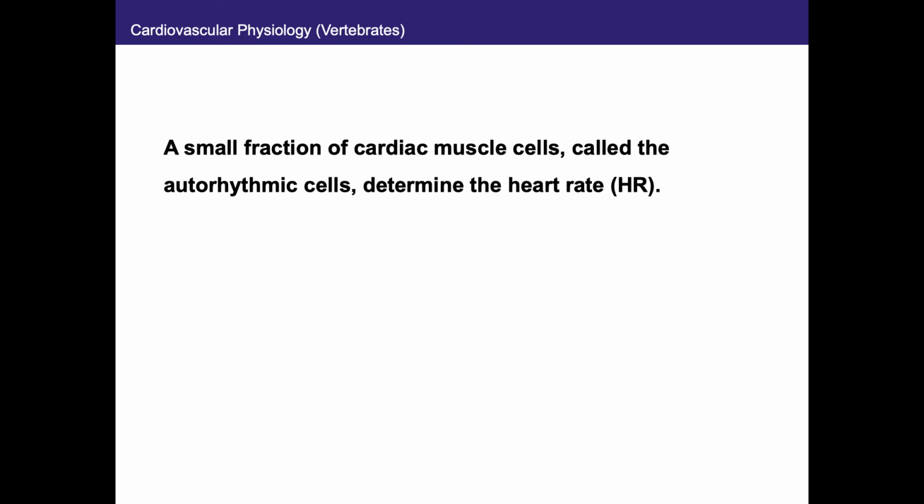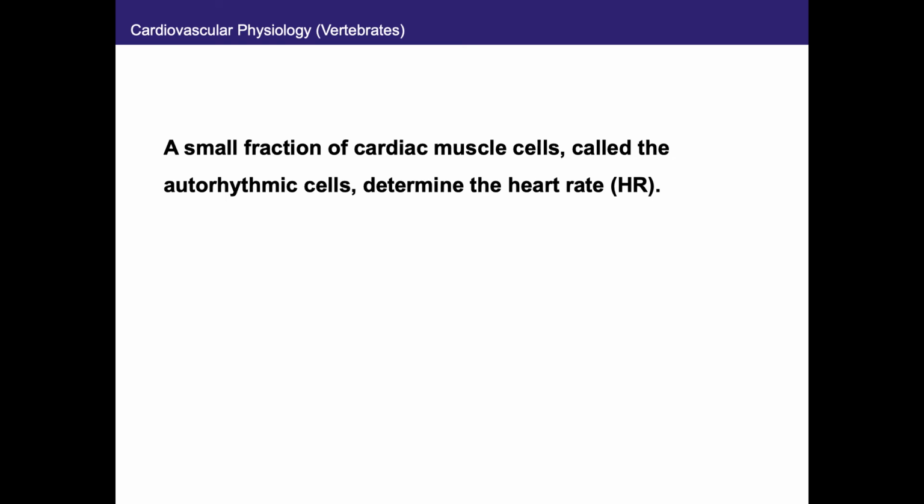Now, if someone has something wrong with the SA node, they will have a disorder called sick sinus syndrome. And that's where their pacemaker has gone wrong. Medtronic is well known for developing those pacemakers. They're a device that actually is implanted into someone's body. They don't have to be placed right here in the right atrium. They can be placed anywhere in the atria. But essentially what that does is it takes over as the pacemaker and keeps the heart beating.